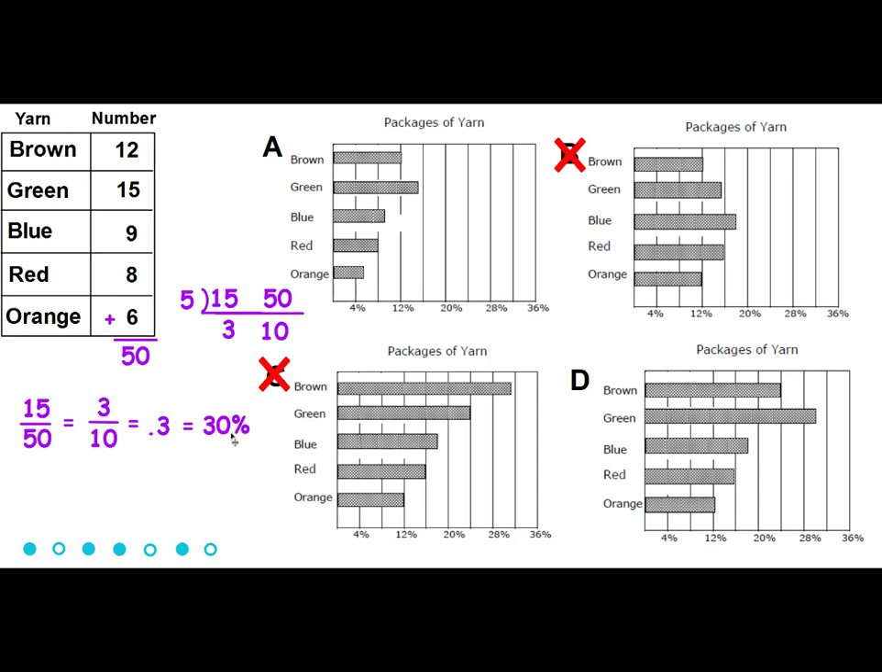Let's go to the chart and see what works out. Here's green. That certainly is not 30%. Let's go down to D. Yep. That could very well be 30%. The answer is D.